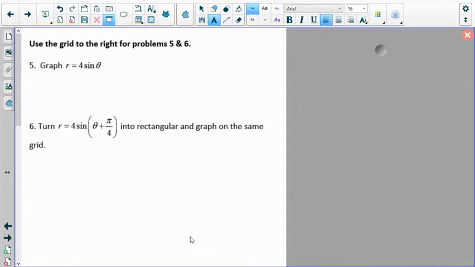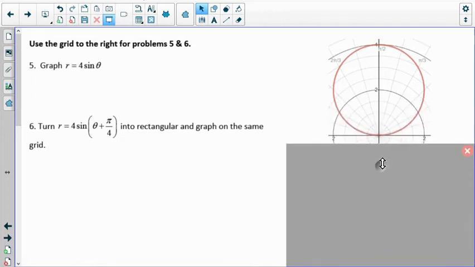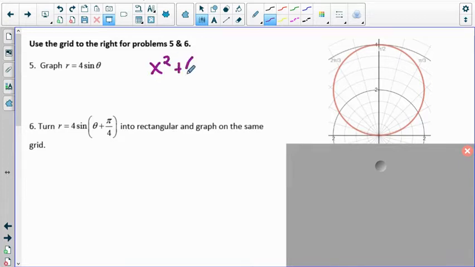So the next problem says graph r equals 4 sine theta. I hope that you know what this is. It's actually easier to graph it without changing it to rectangular. This is a circle that is all above the polar axis, and it actually has a center at (0, 2). So I am going to rewrite it: x squared plus (y minus 2) squared, and then a radius of 2, so 2 squared is 4 over here. So here's the equation in rectangular.